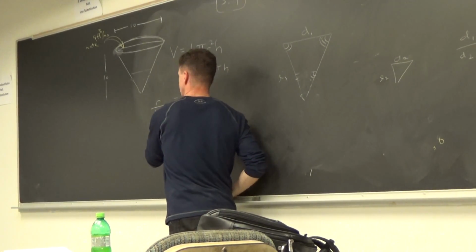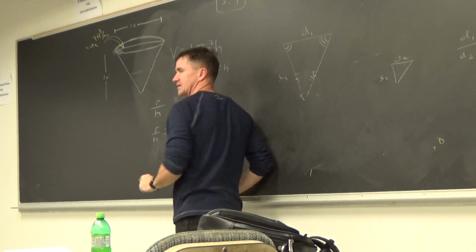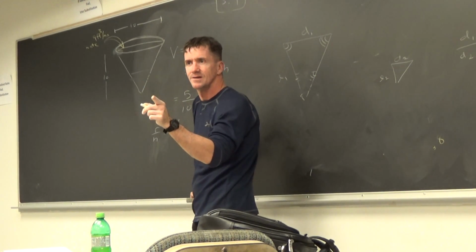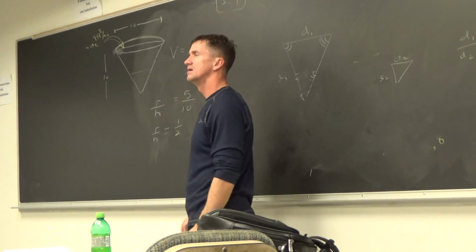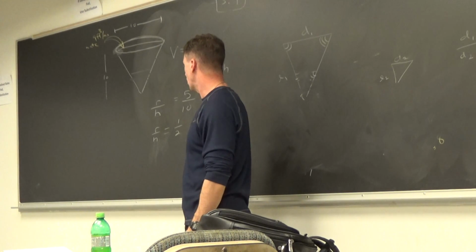R over H, is that a half? Mm-hmm. Alan, can you isolate R? Yep. Well, no. How would you get that H off that side? Divide by H. So I've basically got R over H equals a half.